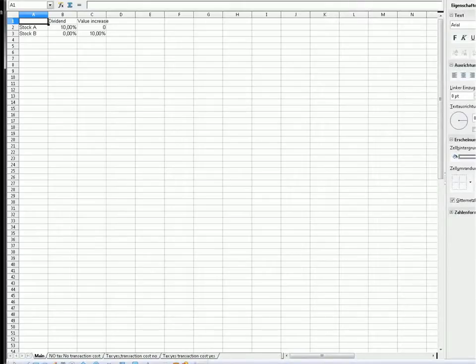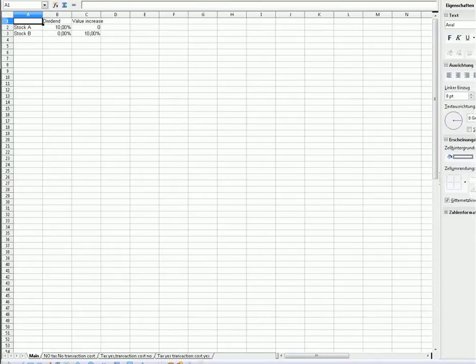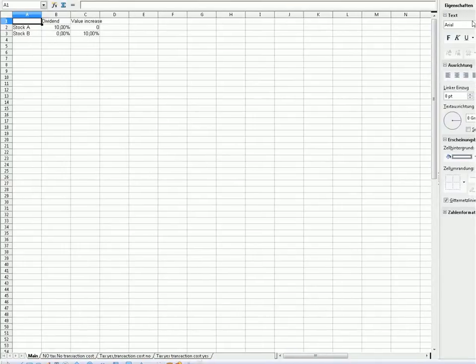My models are built in Excel, and for our models we will look at two different stocks. Stock A, the dividend stock, is paying the shareholders only through dividends. Stock B, the growth stock, is not paying any dividends. Instead, they will reinvest the profits, and this will be reflected in a rising stock price.